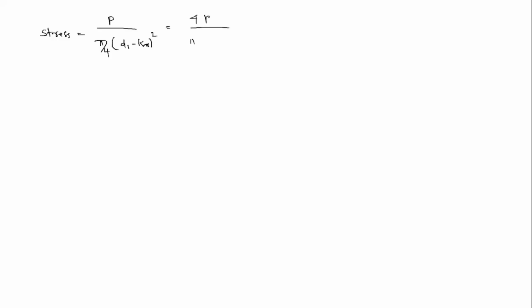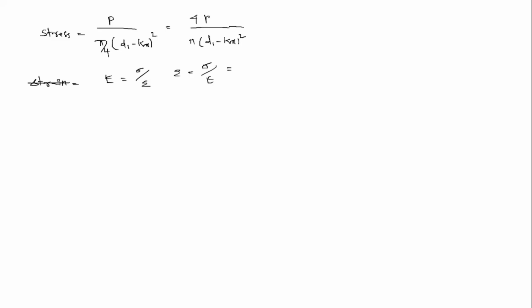Then the equation is converted like this: stress is equal to load by area, P divided by pi by 4 into (d1 minus kx) the whole square. So, 4P divided by pi into (d1 minus kx) the whole square. This is the equation for stress. Similarly, what is strain? We know that Young's modulus E is equal to stress by strain. So, now strain is equal to stress divided by Young's modulus.